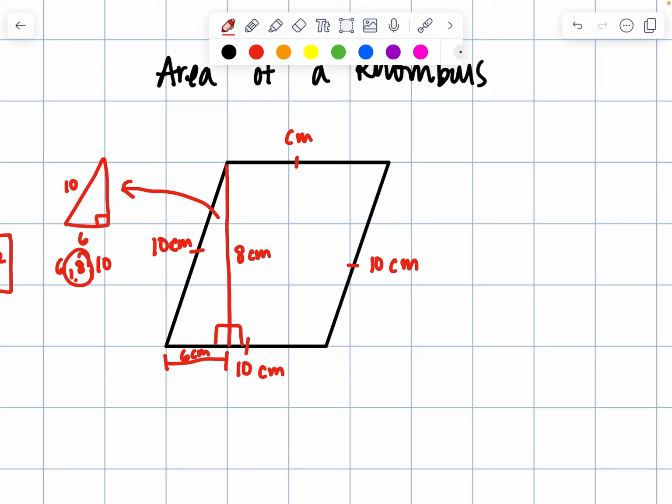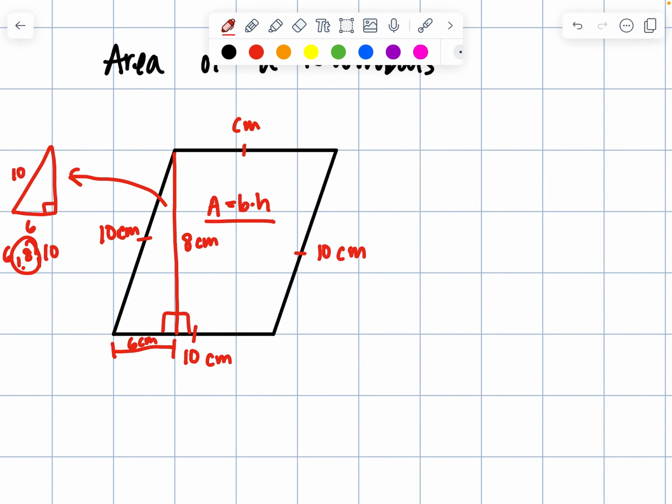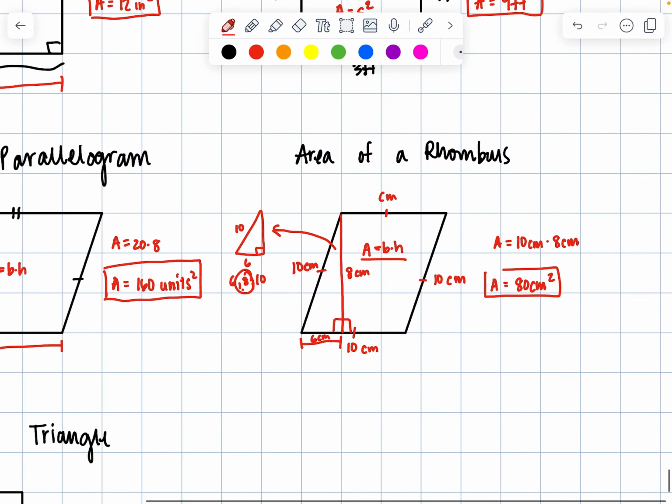And now we could actually solve for this. So area is equal to base times height still. That's ultimately what I want you to take away. But we could actually use what we know about right triangles to solve for height as needed. So area is equal to base of 10 centimeters times 8 centimeters. Area would then be equal to 80 centimeters squared. Okay, so we can break this down further if needed.